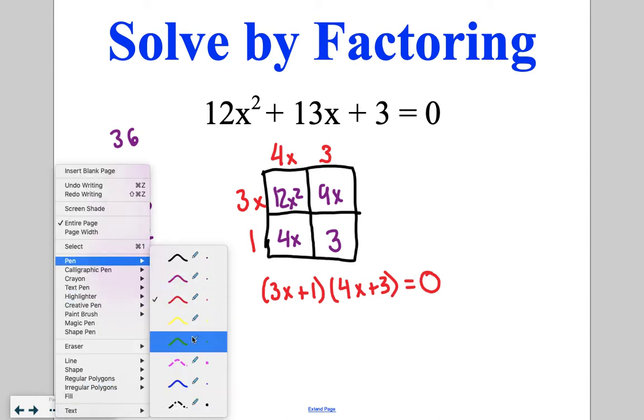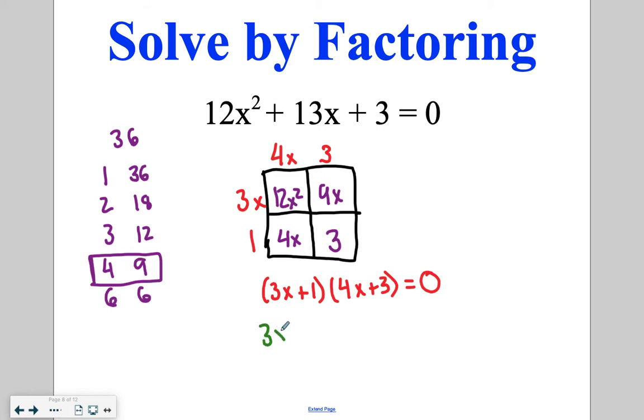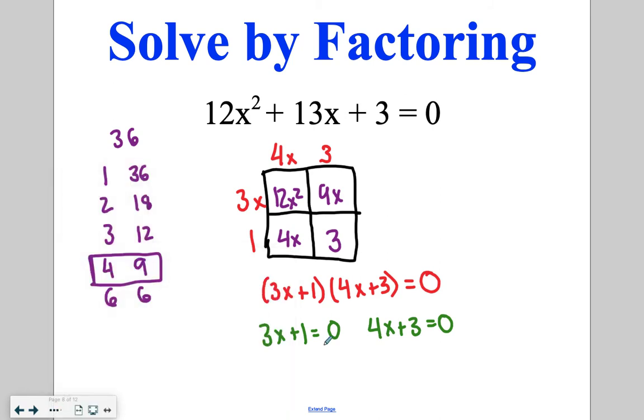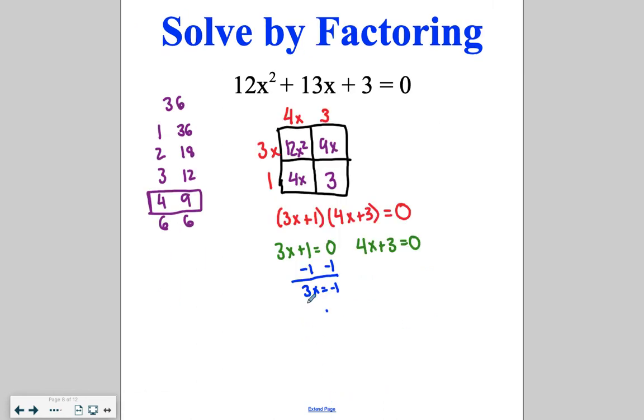So now we're going to set each of those factors equal to 0. So I've got 3x plus 1 equals 0, and 4x plus 3 is equal to 0. Then we need to solve, and in order to do that, I'm going to subtract 1 from the first equation, giving me 3x is equal to negative 1. And then to finish, I'm going to divide by 3 on both sides, giving me an answer of x is equal to negative 1/3 for our first solution.